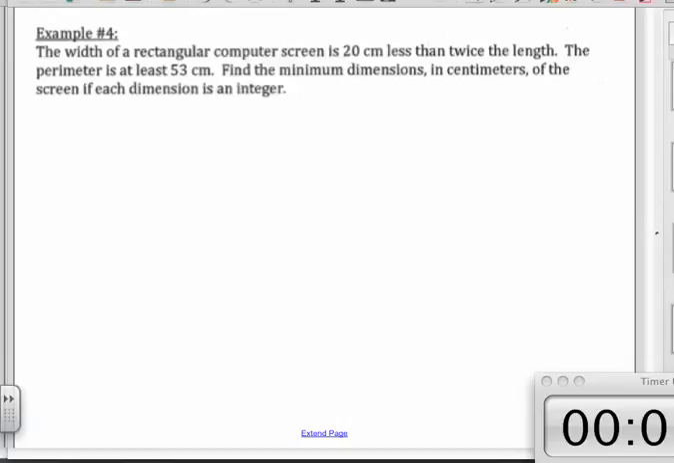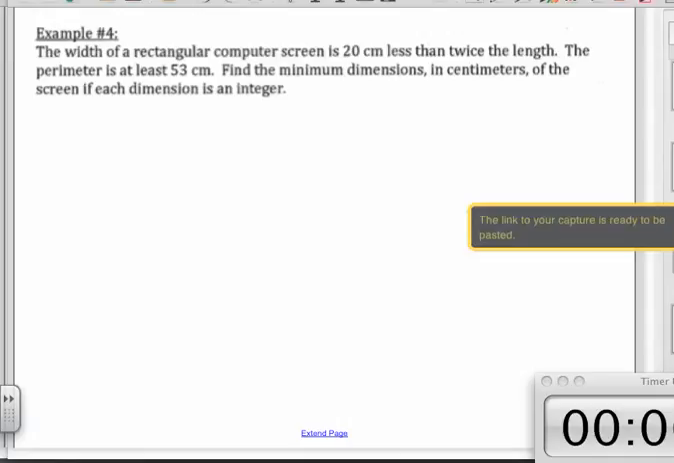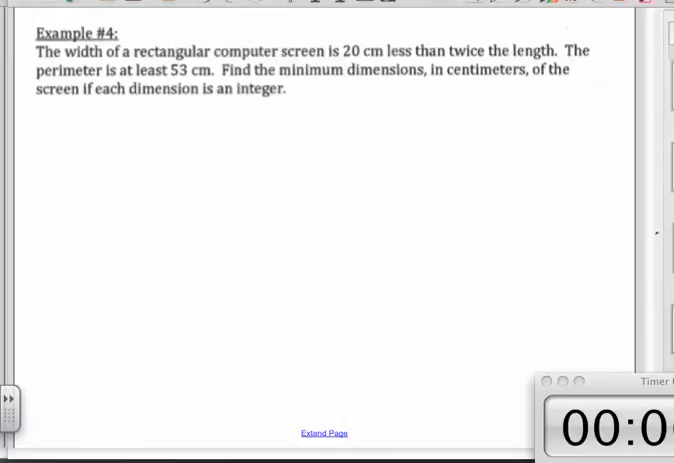Okay guys, example number 4 says the width of a rectangular computer screen is 20 centimeters less than twice the length. The perimeter is at least 53 centimeters. What does that imply so far? We've had 2 sentences. The width of a rectangular computer screen is 20 centimeters less than twice the length. The perimeter is at least 53 centimeters. What does that sound like to you so far?